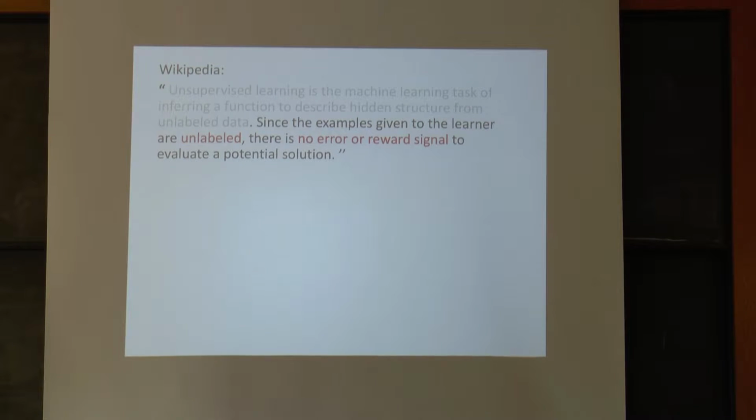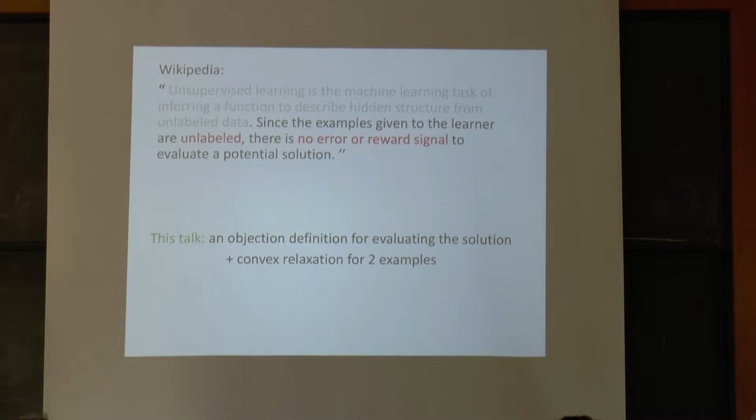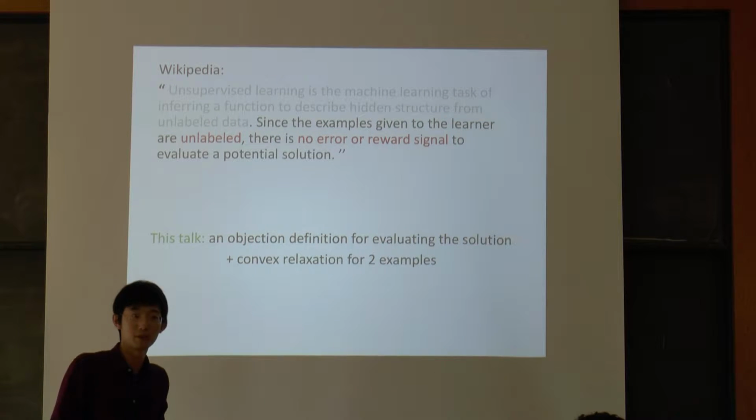Now let's read the second sentence on Wikipedia about unsupervised learning. Since the examples given to the learner are unlabeled, there is no error or reward signal to evaluate a potential solution. This sounds a little problematic, fishy, right? Because there's no good way to evaluate your potential solution, and how do you compare one solution with another? This is exactly what we want to address in this talk. We have a definition for unsupervised learning where we can evaluate a solution and compare solutions. And we also have two convex relaxations for two examples of unsupervised learning problems.